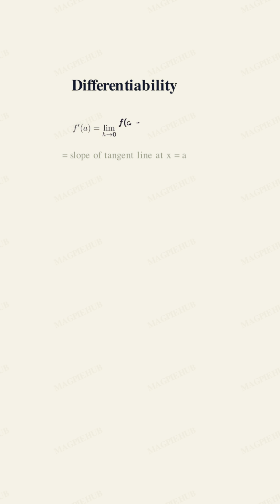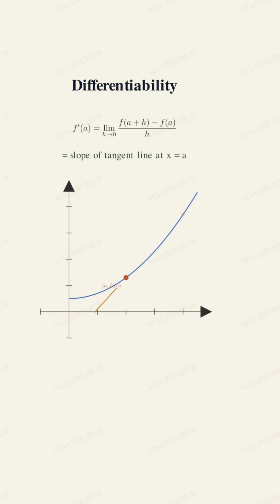Differentiability. The derivative of f at a equals the limit of f of a plus h minus f of a, divided by h, as h approaches 0. Geometrically, this is the slope of the tangent line at x equals a. Watch this beautiful animation, the orange secant line connects two points on the curve. As the second point slides closer and closer to the fixed red point, the secant rotates and becomes the tangent shown in green. That limiting slope is the derivative.